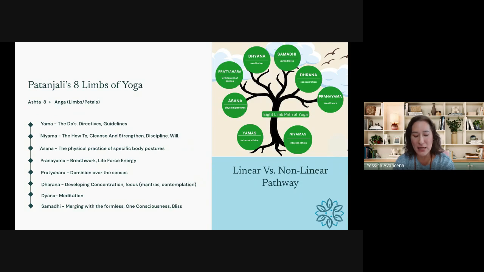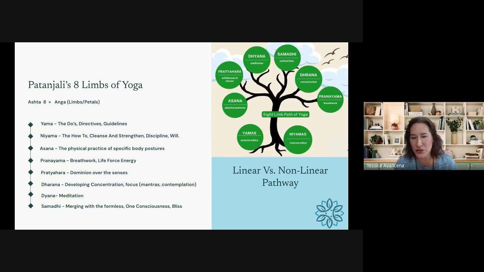The yamas and niyamas are where we talk about the do's, the guidelines, the how-tos. That's where it's at for us. So here, very broadly, it's talking about external ethics, internal ethics, but really the yamas are the do's, the directives, and the guidelines. The niyamas are how to cleanse and strengthen the body, how to build that discipline and that will. Now, this is where I want to talk about the uniqueness of this tree, okay?